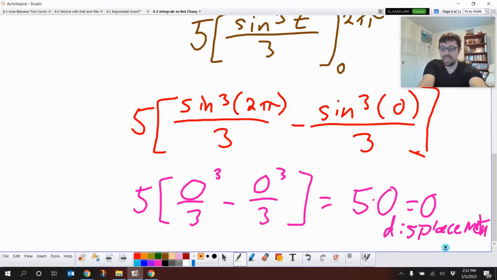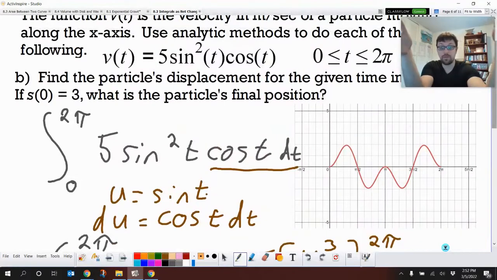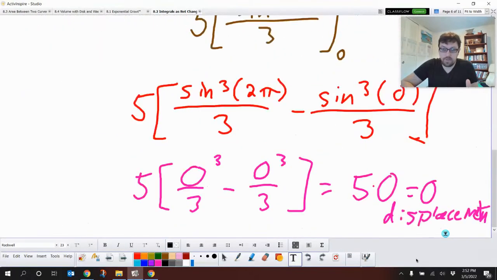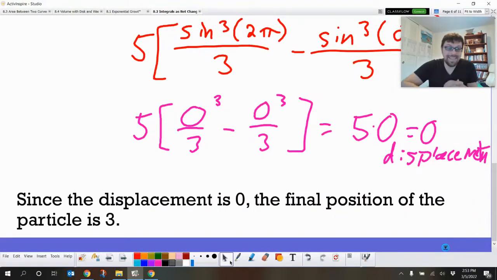But this question was asking, what is the particle's final position? Since it started at 3, it's wiggled around, it's gone forward and backwards, but its final resting spot is going to be at a displacement of 0. So it's gone nowhere from 3. So the particle's final position is 3. So we can write that out. Since the displacement is 0, the final position of the particle is 3. Done.